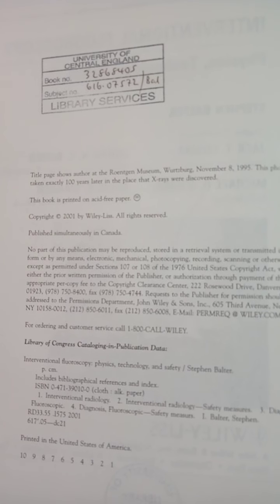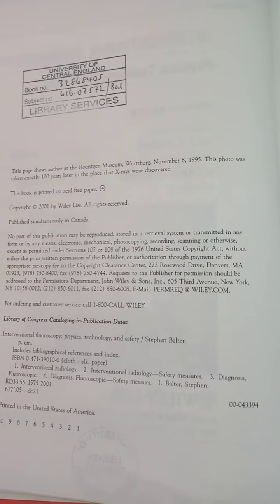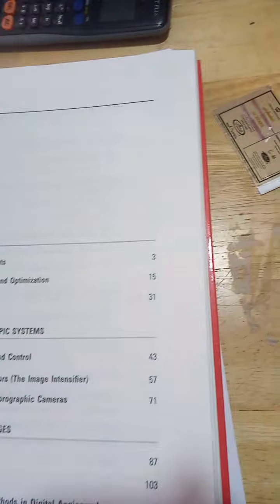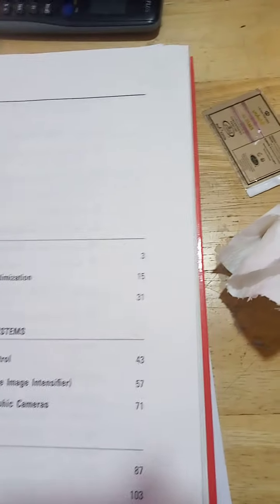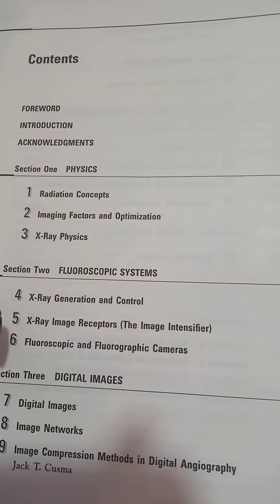It was first published in, I think it says here, 1995, but the latest copyright is 2001 by Wiley, so they've taken it over. I'll be going through chapter numbers 3, 4, 5 and 6. So let's see how much. That's on page 31.